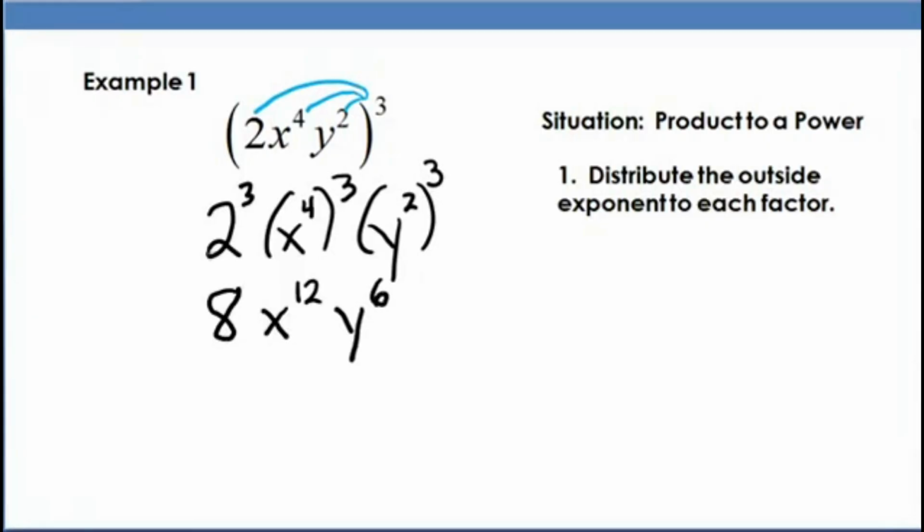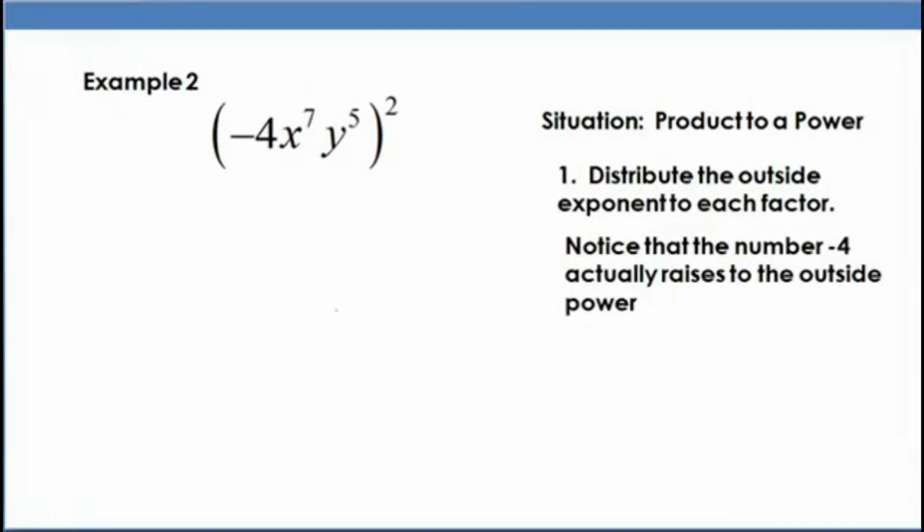But notice for the 2 to the 3rd, the 2 actually just raised to the 3rd power. It was not an exponent to an exponent. It was just a base to a power. That power to a power is for an exponent to a power. Let's look at another example. Again, we have a product. It's all multiplication inside to a power.